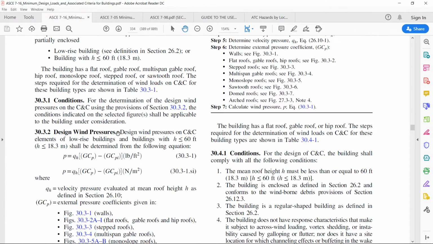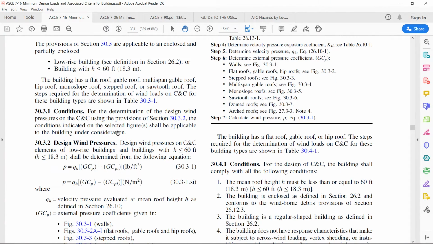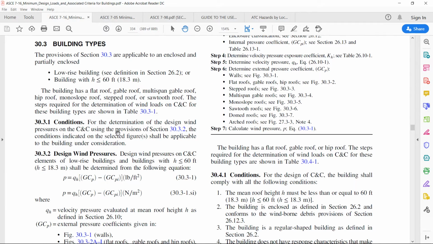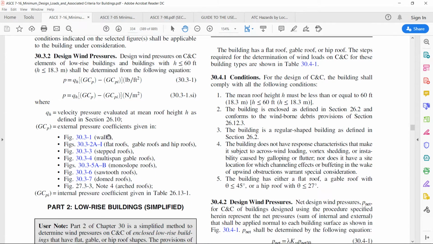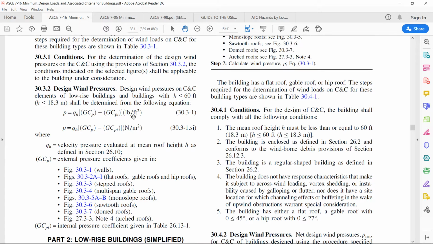And in part 1 we will be defining the load on walls, and here is the condition that the design wind pressure on component and cladding elements of low-rise buildings and buildings with height less than 60 feet shall be determined from the following equation. This is the equation, and it says that figure 30.3-1 shall be followed for the walls. Anyway, when we go into details, we will be following this one.